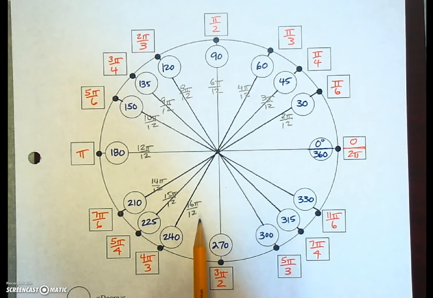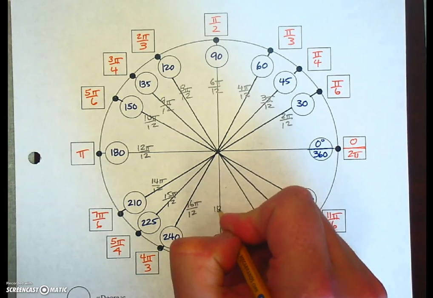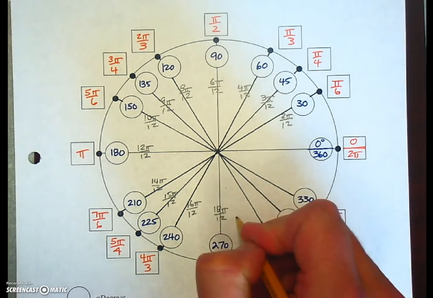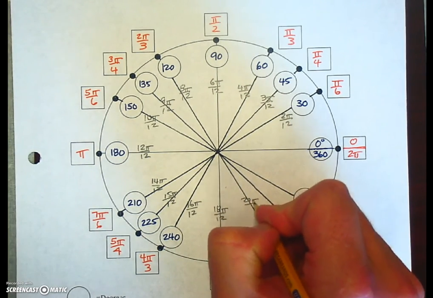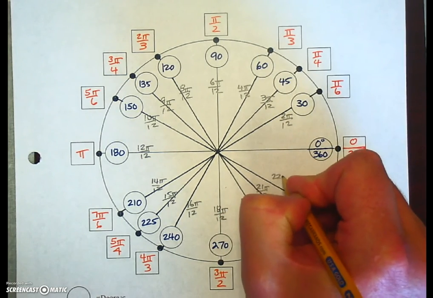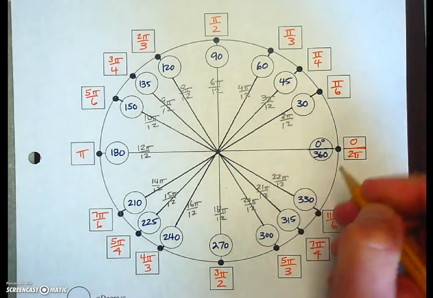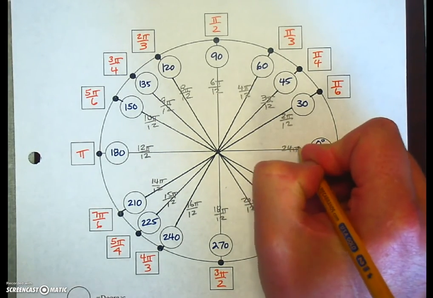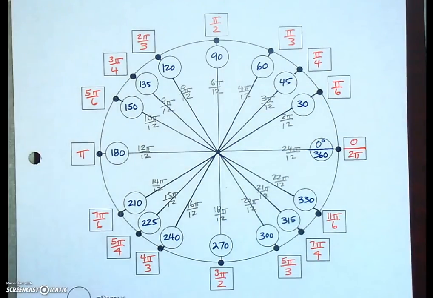17 is prime, so I'm going to skip it. I'll go 18. 19 is prime, so we go 20, 21, 22. 23 is prime, and we go 24 over 12. And that gets me all my radian measures. And again, you have to reduce those, but that's just a little shortcut, a little trick to get your radian measures there if you don't want to convert from your degrees.